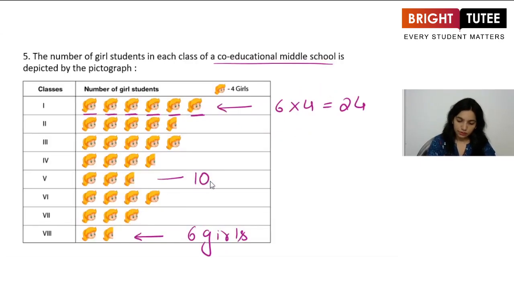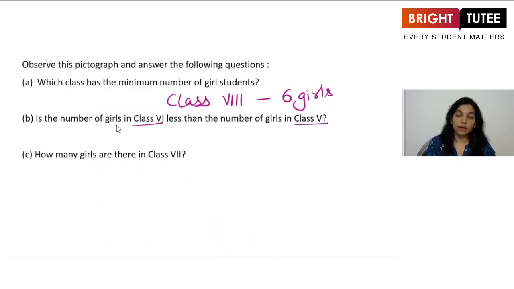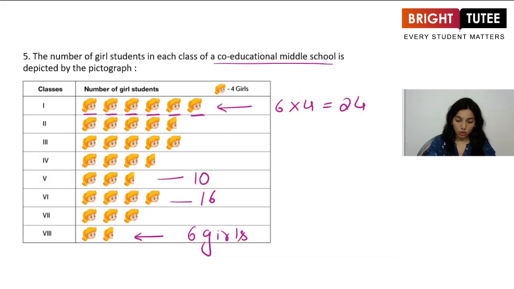So in class 5th it is 10 and in class 6th it is 1, 2, 3 — 3 times 4 is 12, and 4 complete images, 1, 2, 3, 4, so it is 16 girls in total. So clearly it is asking us: is the number of girls in class 6 less than the number of girls in class 5? No, it is wrong.